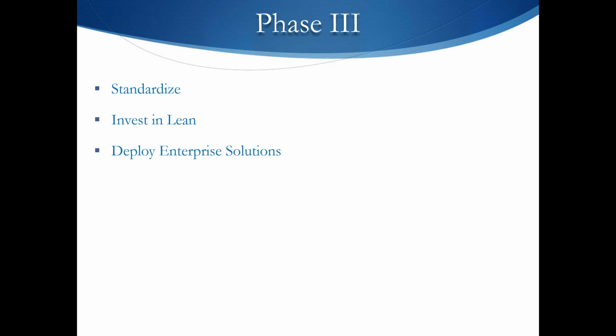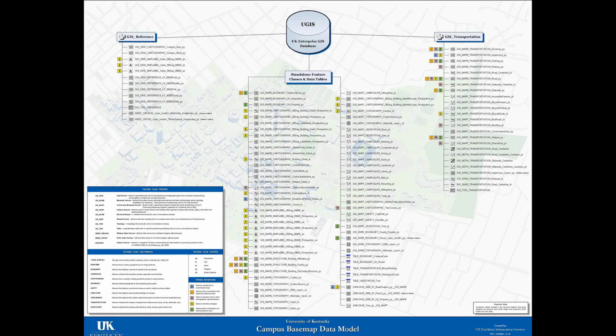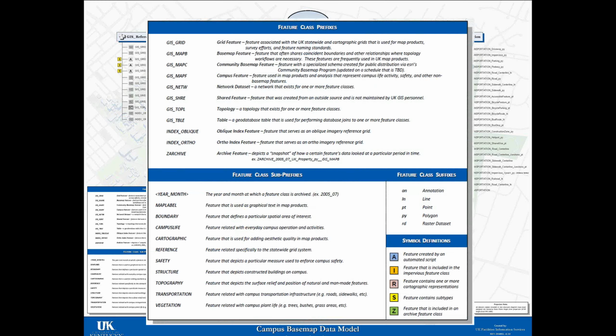So standardization is a lofty one, and it is something that FIS has made part of our DNA. Everything we do is standardized. This is our enterprise database diagram, and we developed this in a nomenclature that supports not just our immediate needs of just mapping the Lexington campus, but also our long-term needs of mapping all UK information across Kentucky.